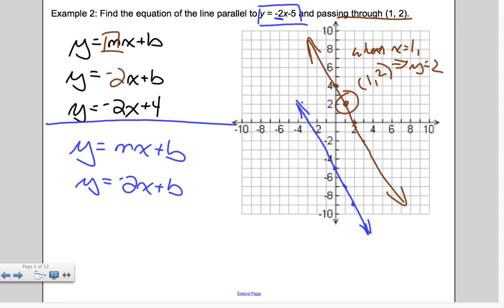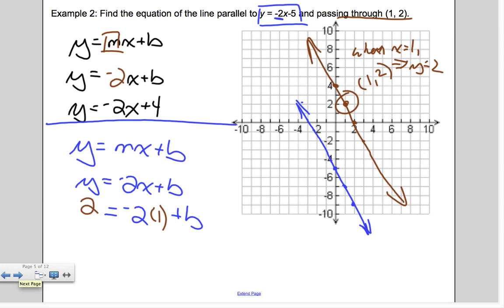We just go back to the equation. We know that because this equation is going to pass through that point, that means when x is 1, y is 2. So when x is 1, y is 2. But we still don't know what b is. But can we solve for b now?